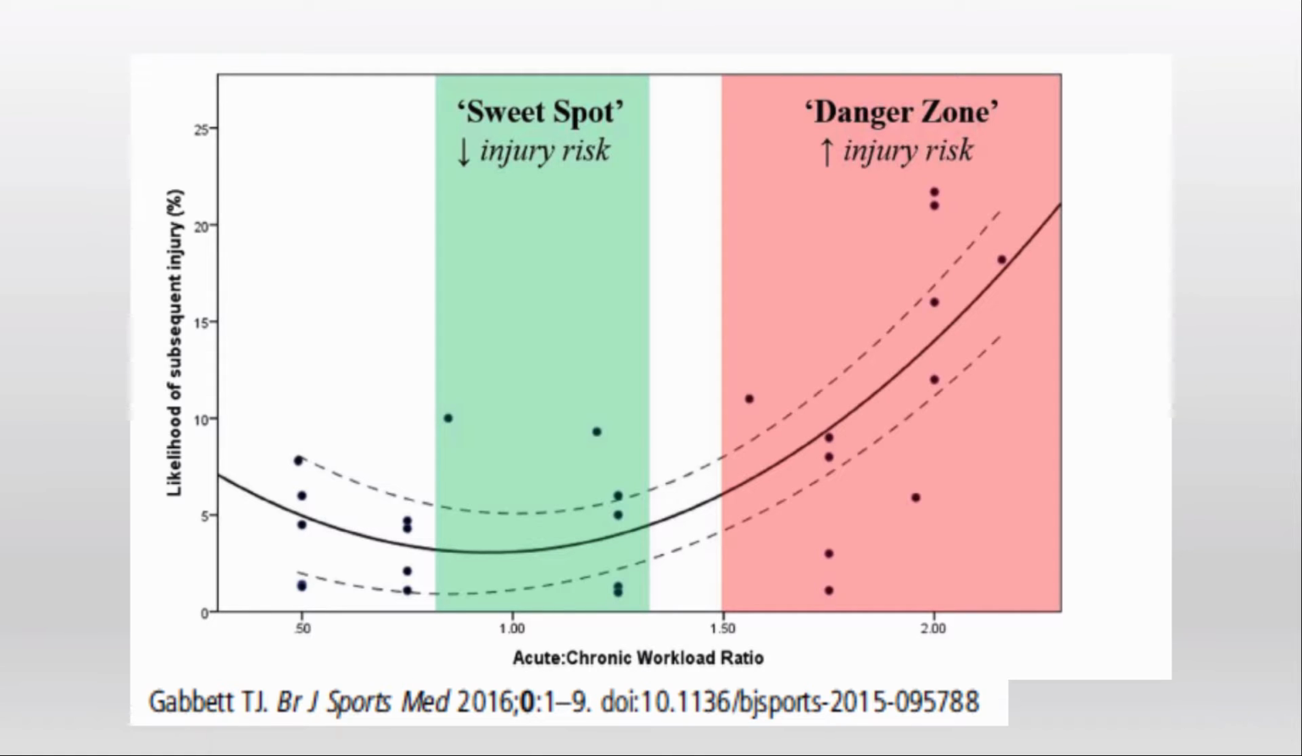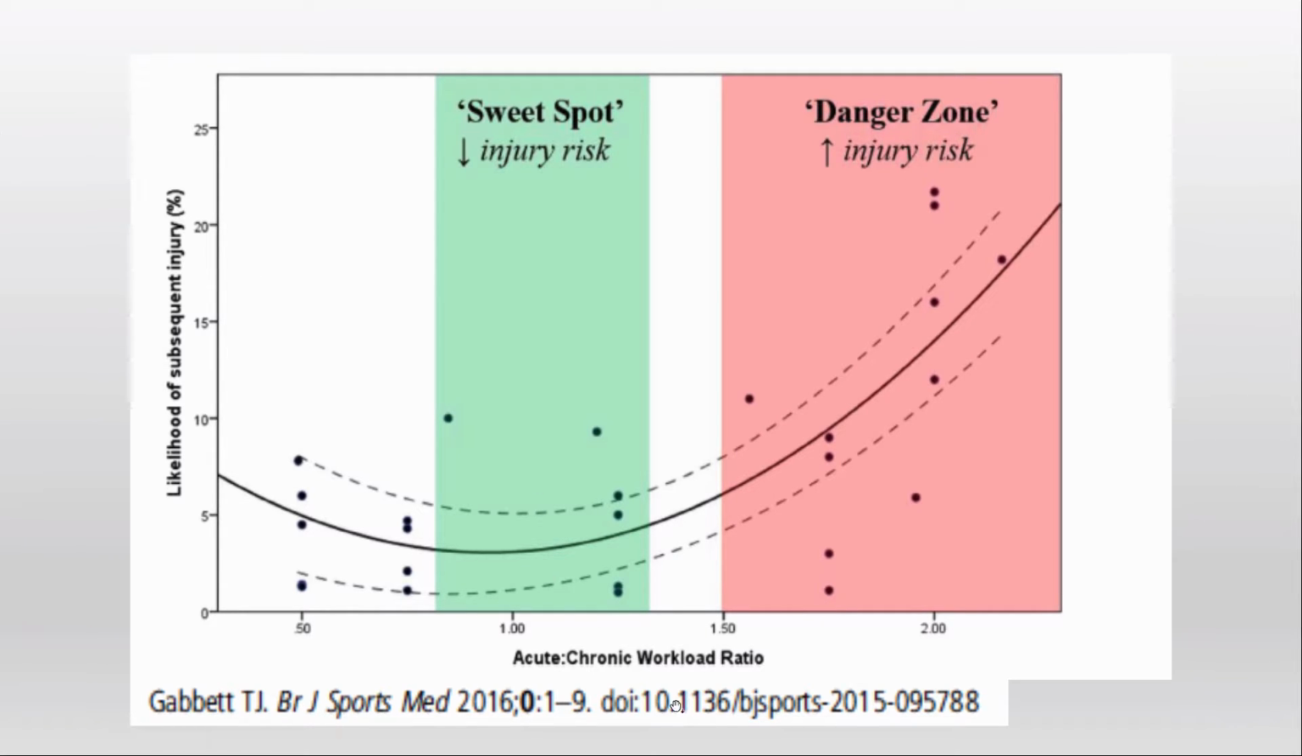This video is influenced by a recent publication by Tim Gabbett, particularly this graph, which shows the famous J-curve, showing the relationship between acute to chronic ratio or training stress balance and likelihood of getting injured. This graph is recently referenced a lot in some of the publications, and I want to offer some of my opinions on this one.